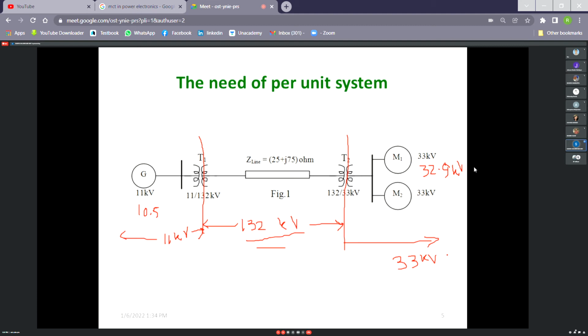So how to identify the section? I hope you have understood. If you do not understand, you must ask me.